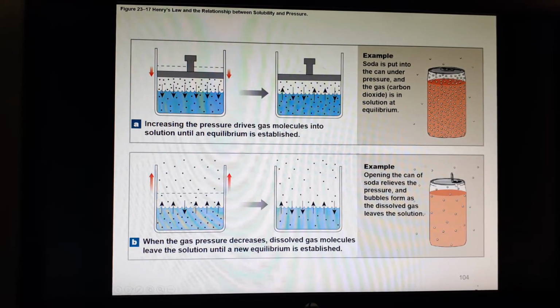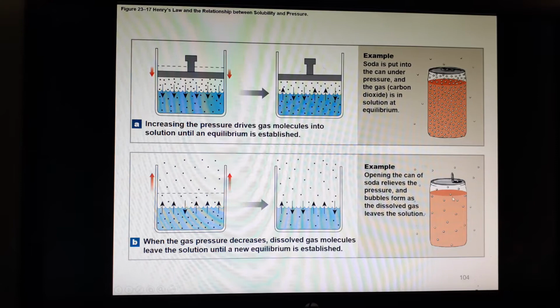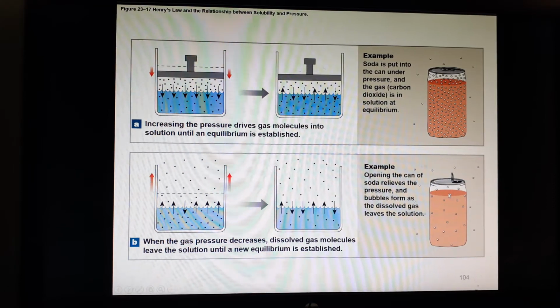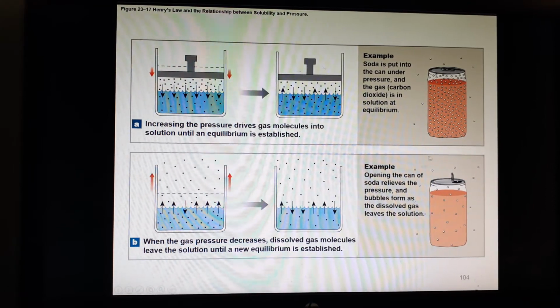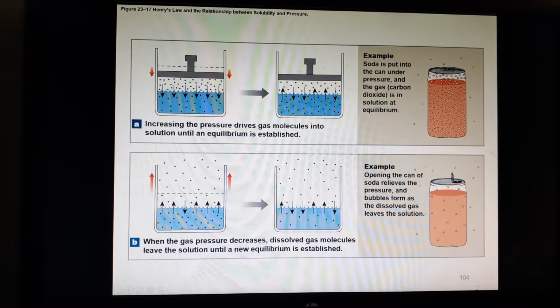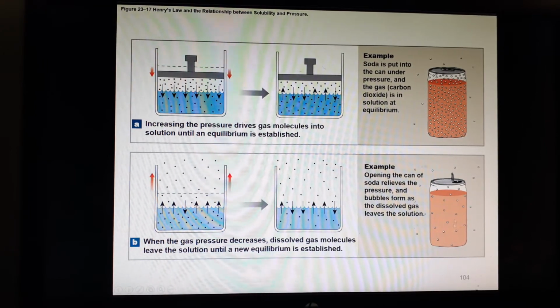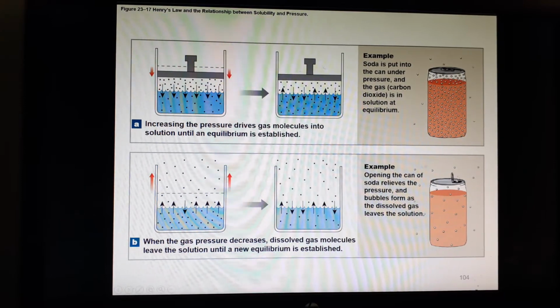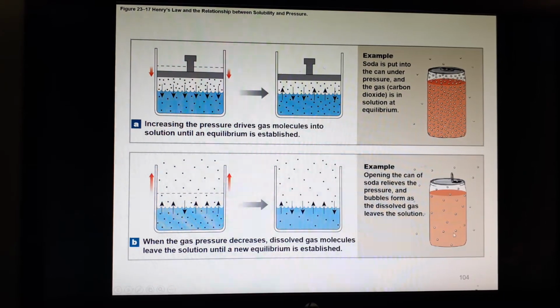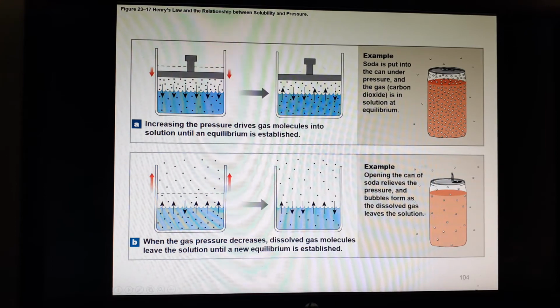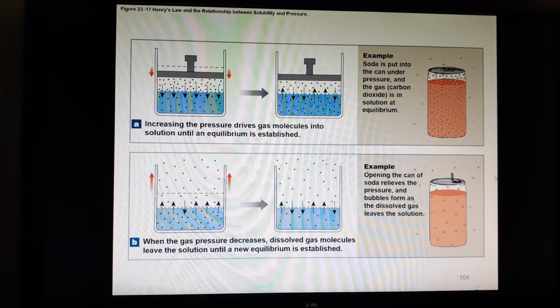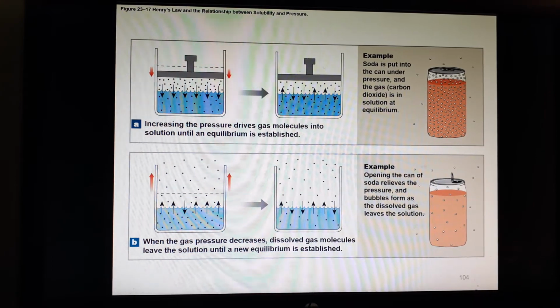If I open the can, now those same CO2 molecules, when they come out of the solution, are going to enter the air around it. Because guess what? It has a much lower concentration of CO2. And so over time, we will get less and less molecules being forced back into solution because they now have all this expanded space to be in. That's why your soda goes flat if you leave it open.